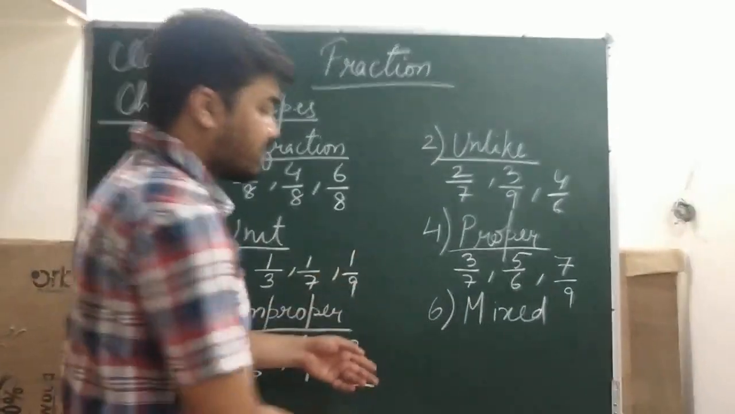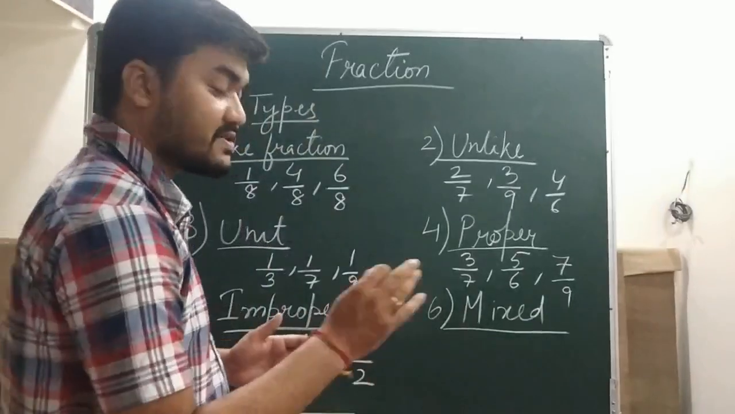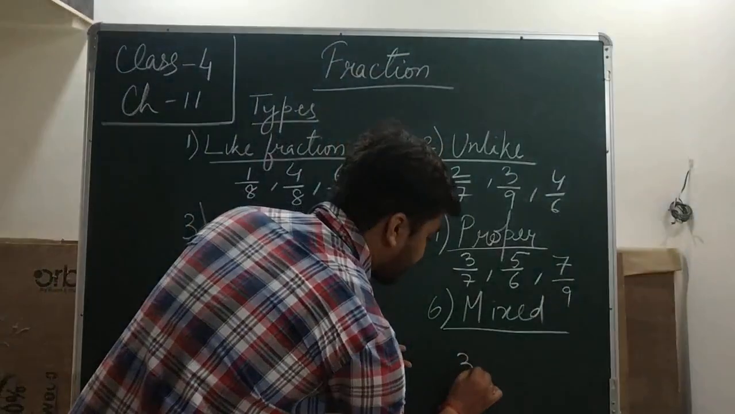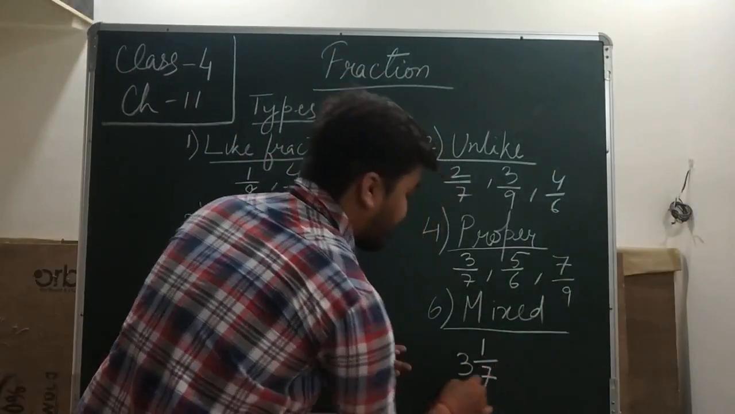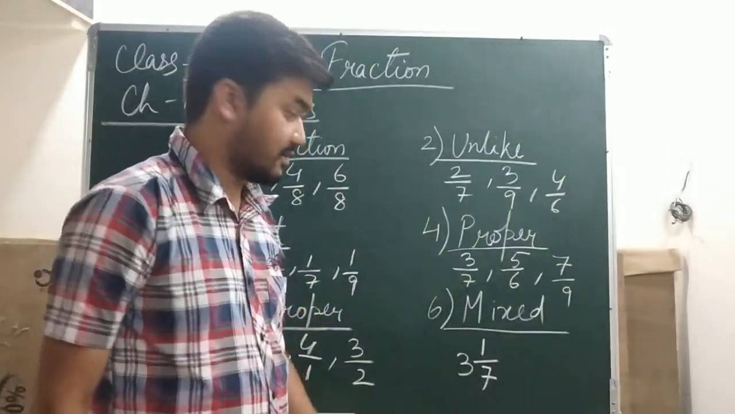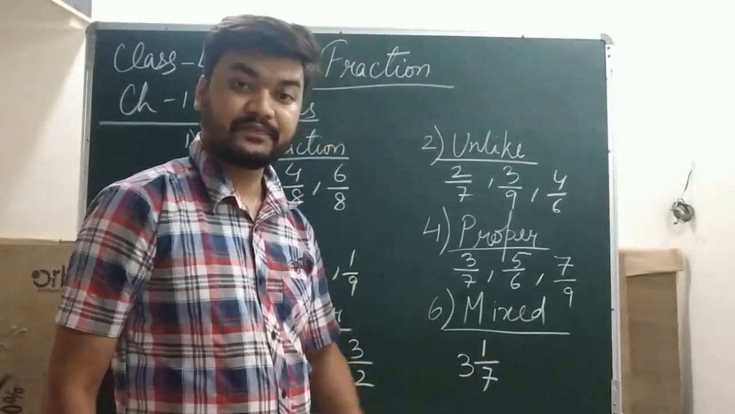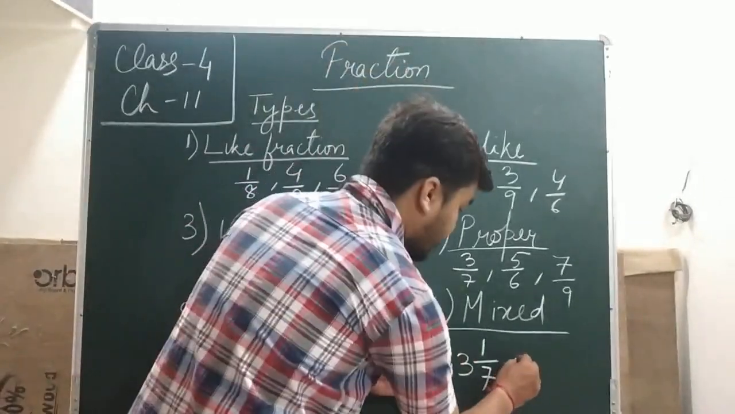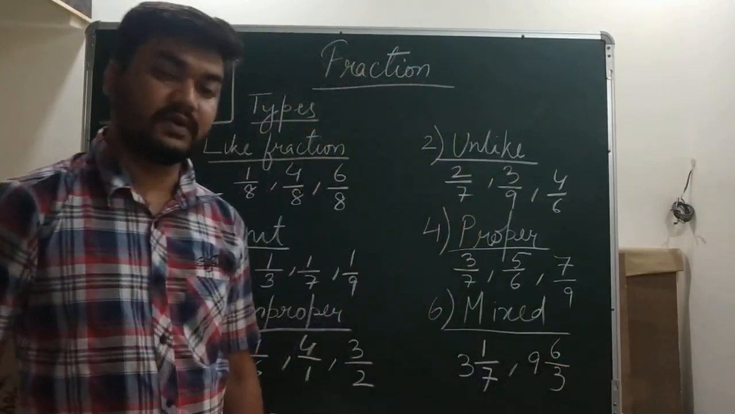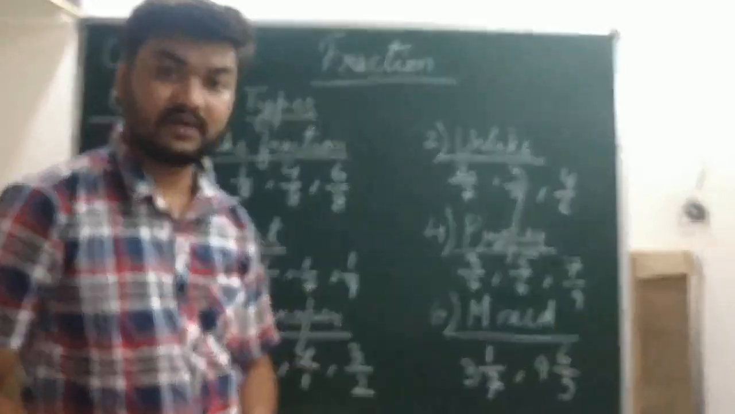Now the sixth one is mixed fraction. In mixed fraction, there is a combination of a whole part and a fraction part. Like 3 and 1 by 7. 3 is a whole number, and 1 by 7 is a fractional number. So it is a mixture of whole number and a fractional number. Similarly 9 and 6 by 3. Whole number and a fraction number. That is why it is called mixed fraction.